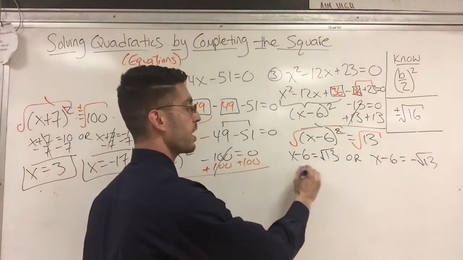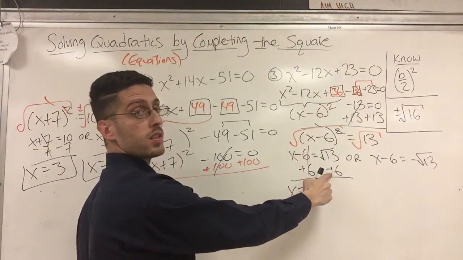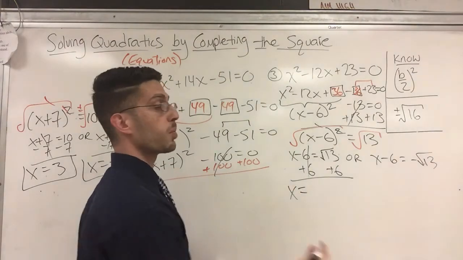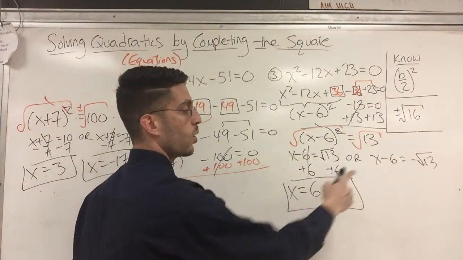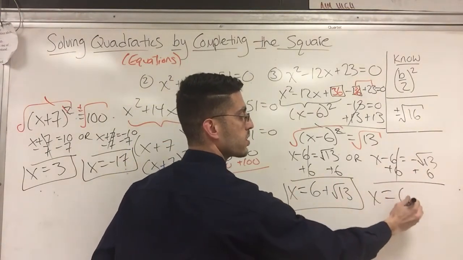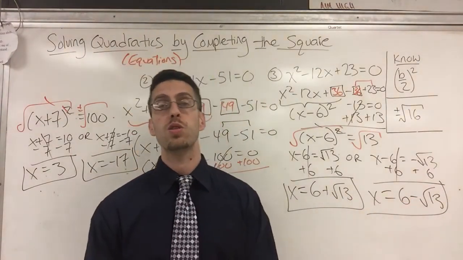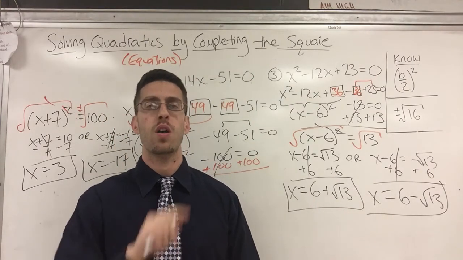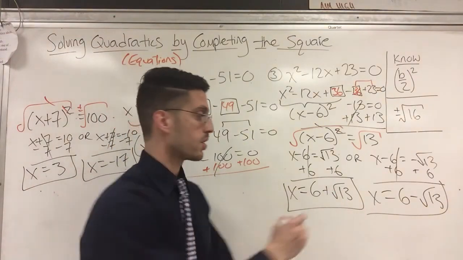Okay? Let me add 6. x equals 6 plus radical 13, or radical 13 plus 6, however you want. But more common, you'll see it like this. 6 plus radical 13. Or, what's this? x equals 6 minus radical 13. So you have, again, two solutions. This is considered simplest radical form, or the exact value, rather than running to your calculator and getting some crazy decimal and then rounding it. So this is exact value.